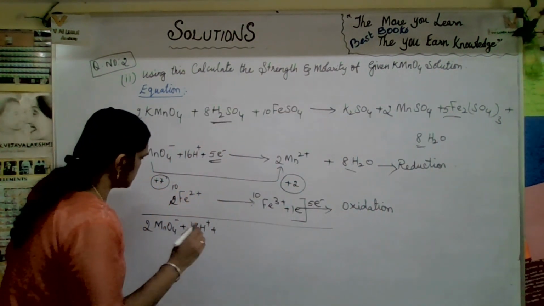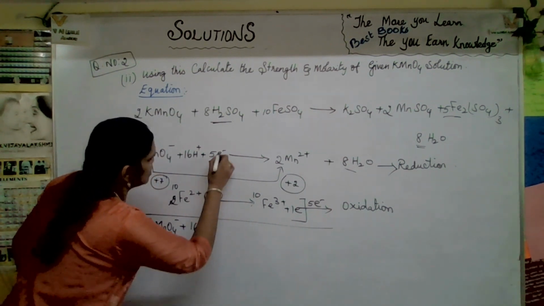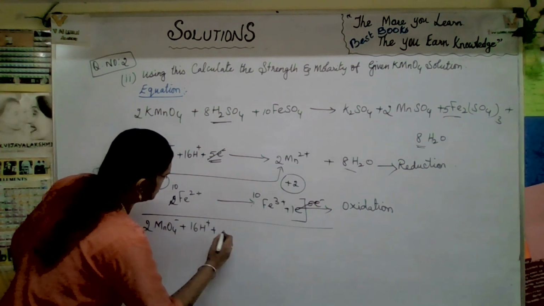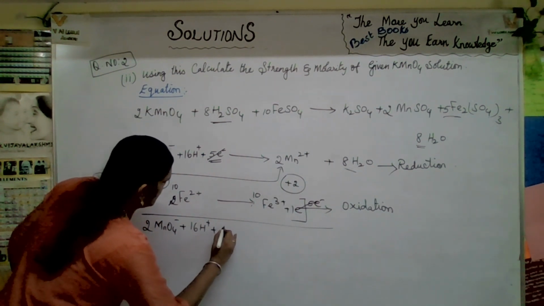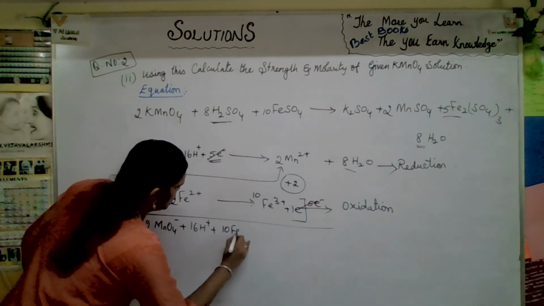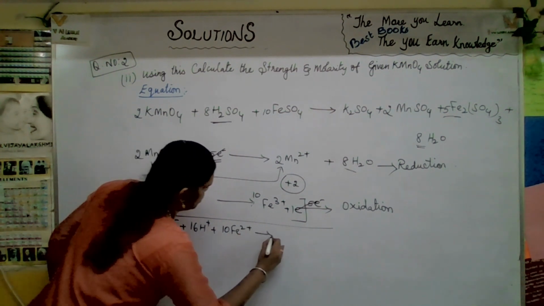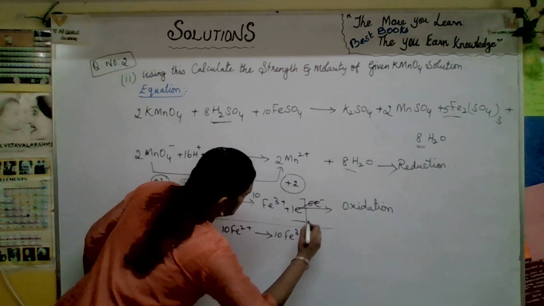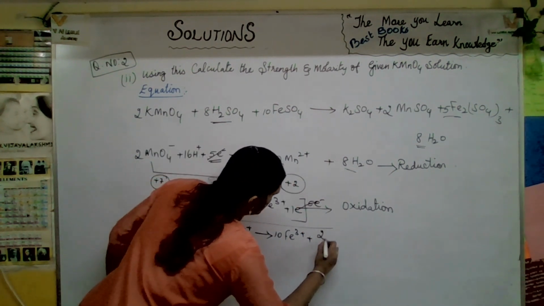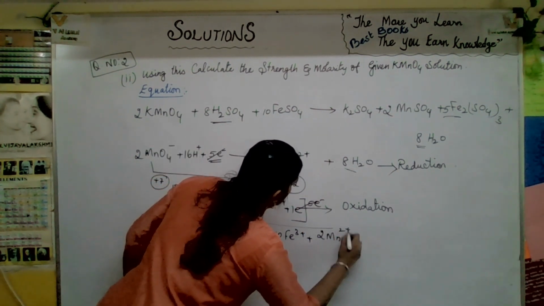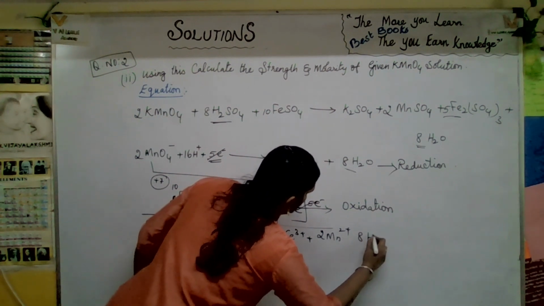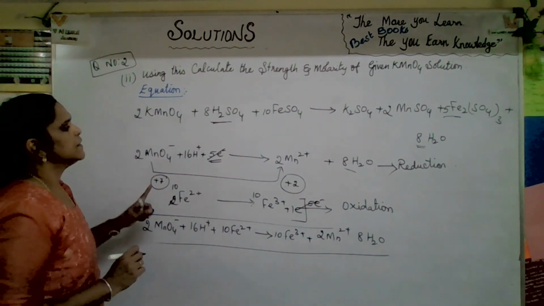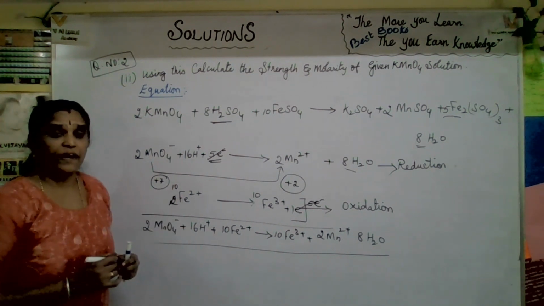Okay, now come to this point. Here this 5 electron and this 5 electron are cancelled. So here 10 Fe2+ gives 10 Fe3+, and Mn2+ and 8 H2O. Right? So this is the complete oxidation and reduction reaction.